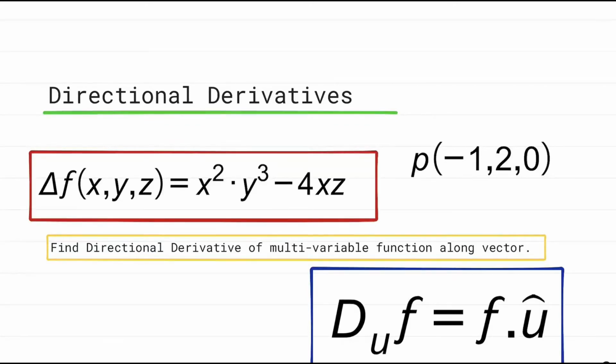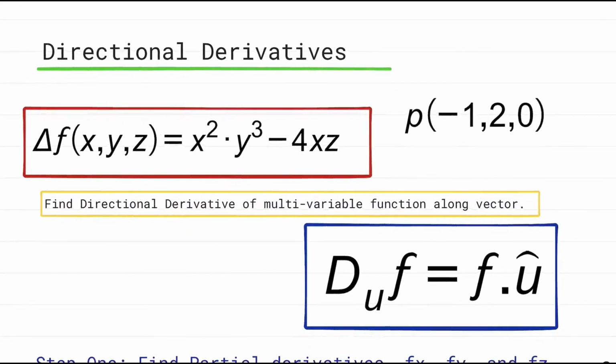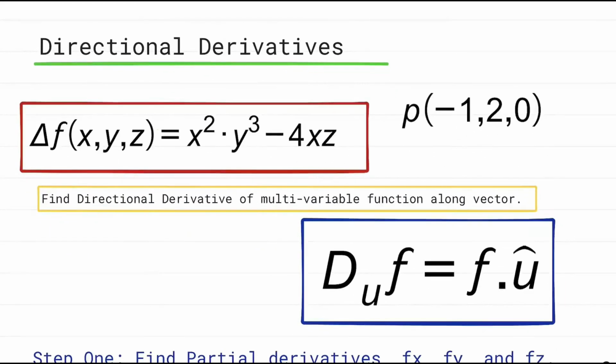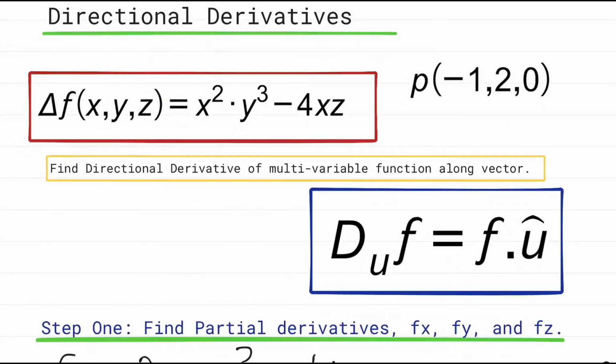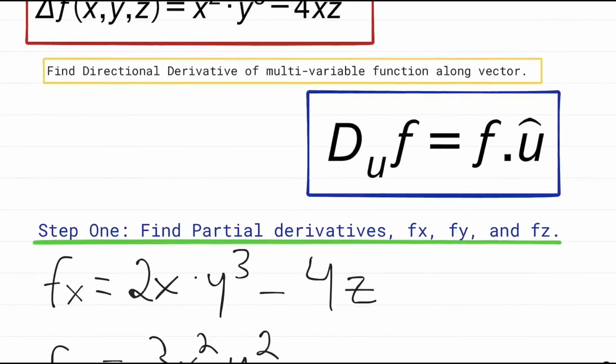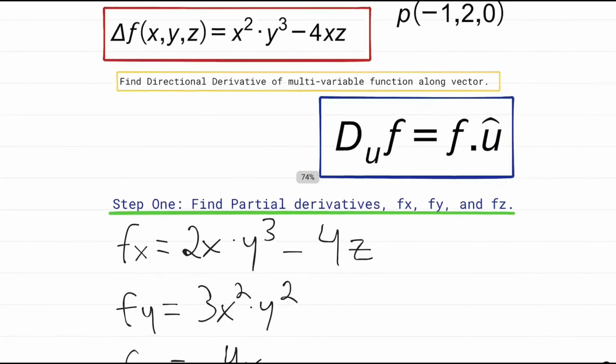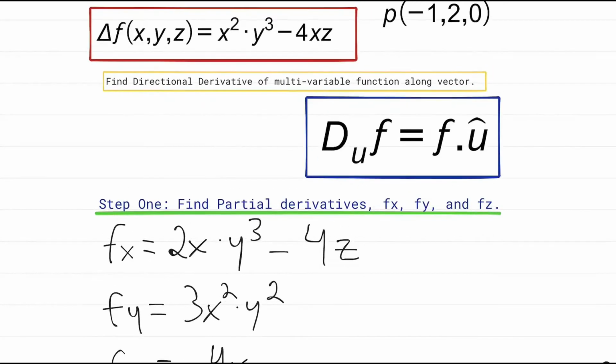And then we're given the formula of directional derivative, which is the partial derivative vector times the unit vector. And we're given a point. So for step 1, we're asked to find partial derivatives of x, y, and z. Doing so, partial derivative with respect to x is 2x times y cubed minus 4z. Partial derivative with respect to y is 3x squared times y squared.